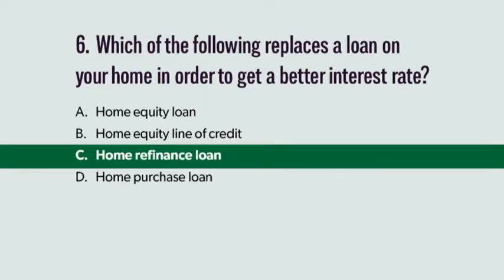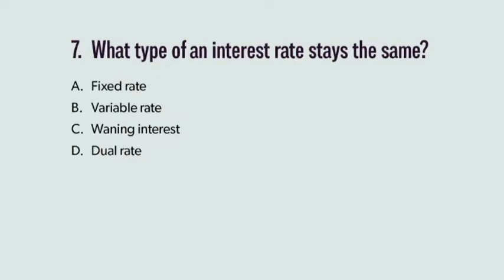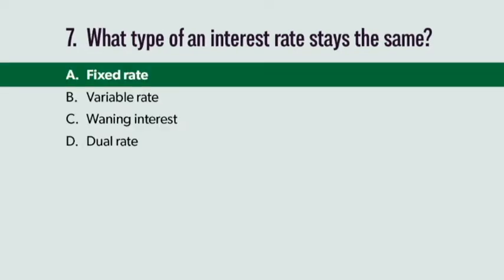Number 7, what type of interest rate stays the same? Would that be A, a fixed rate, B, a variable rate, C, a waning interest, or D, dual rate? Hopefully you get this one. It would be A, fixed rate.